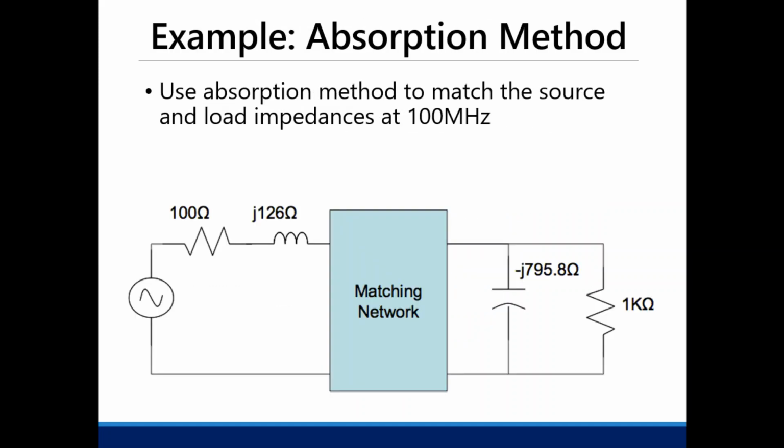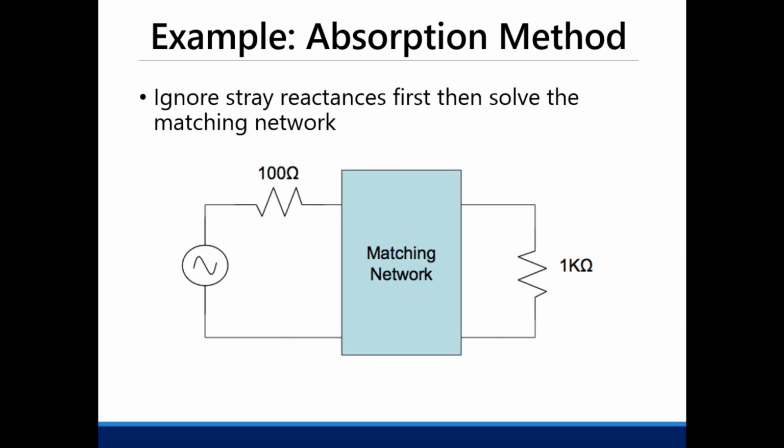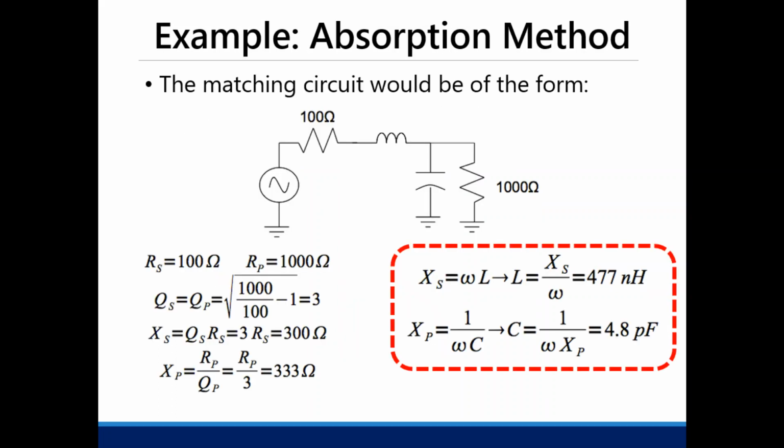Let's say you have this source impedance. This is your load impedance, stray capacitance, and stray inductance. First, you ignore the effect of strays and then design your matching network. We already designed the matching network of this circuit earlier, and we have these values for your inductor and your capacitor.